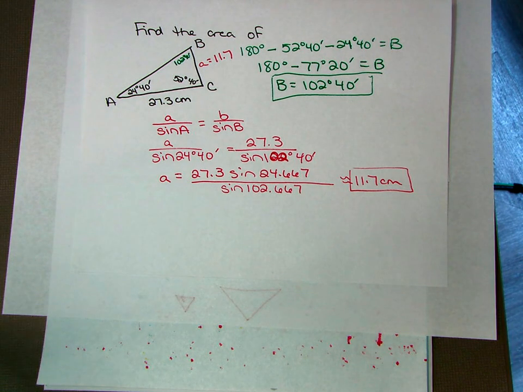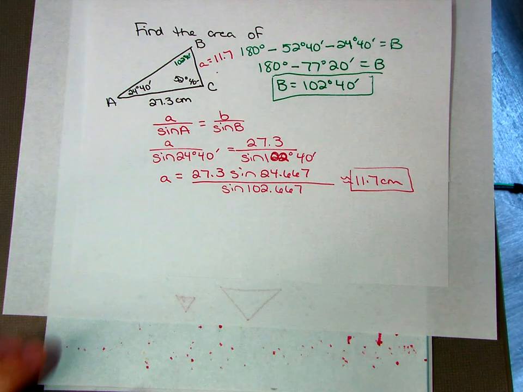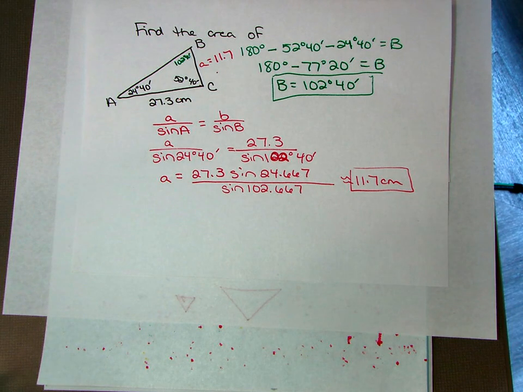Now that I have a second side length, I found what side A is, I can actually find the area of my triangle. That's what we've been trying to do. We've been trying to find the area, but we didn't have the right information. We needed to have a side angle side, and now we finally do. We have side angle side. What angle do we have that we're using? If we're using side angle side, we're using angle C.